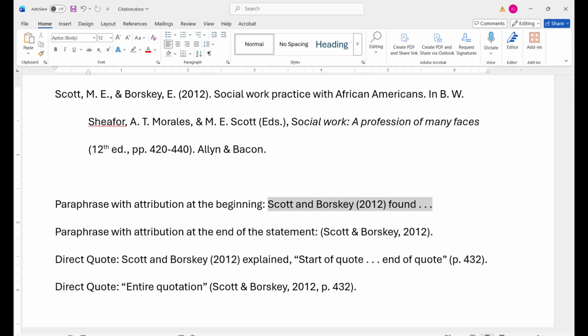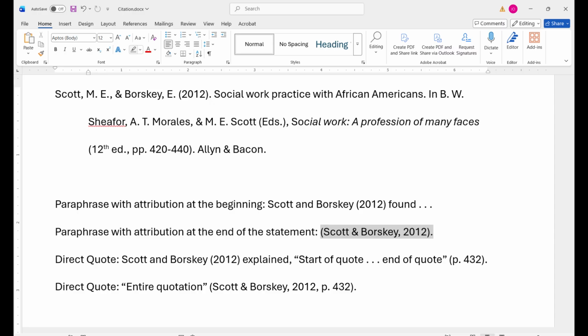As far as citations are concerned, with a paraphrase, you can put the attribution at the beginning of a sentence by using the chapter's first author's last name followed by a space, and the word and the second author's last name, space, and the year in parentheses, space, and then the text. You can also place the attribution after the sentence. However, do not put a period after the sentence.